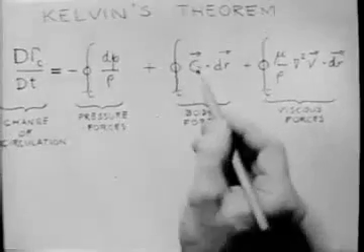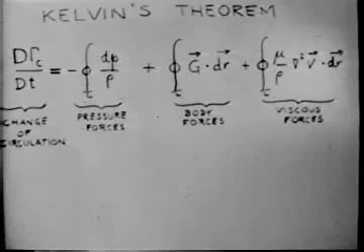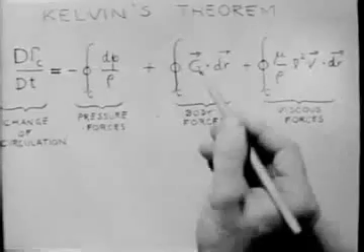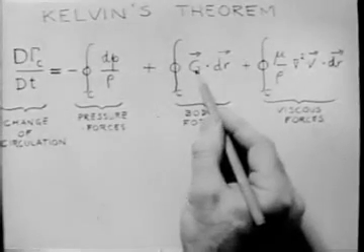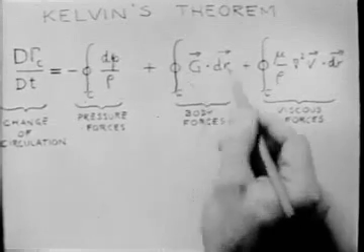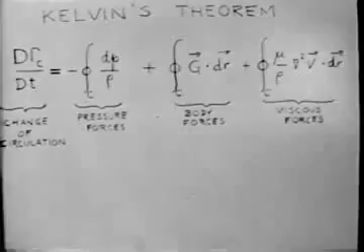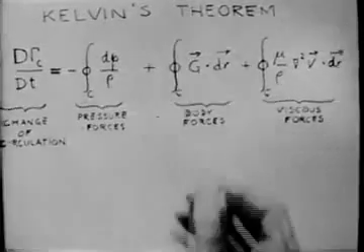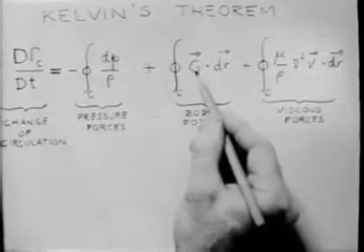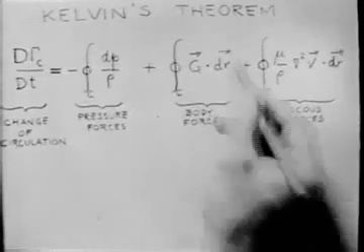Now let's look at the body forces G as a circulation changing factor. If these are irrotational, that is conservative, this term is zero. But for rotational body forces, that is non-conservative forces, this term is generally not zero.